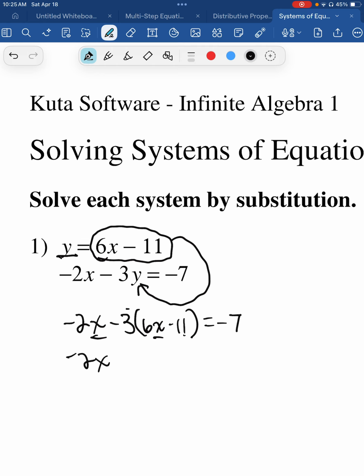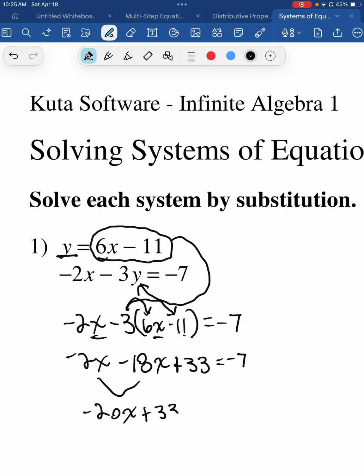So we'll use our distributive property. A negative 3 times 6x is negative 18x, and negative 3 times negative 11 is a positive 33, and we have our equals negative 7. We can go ahead and combine our like terms. Negative 2x and negative 18x is negative 20x plus 33 equals negative 7.